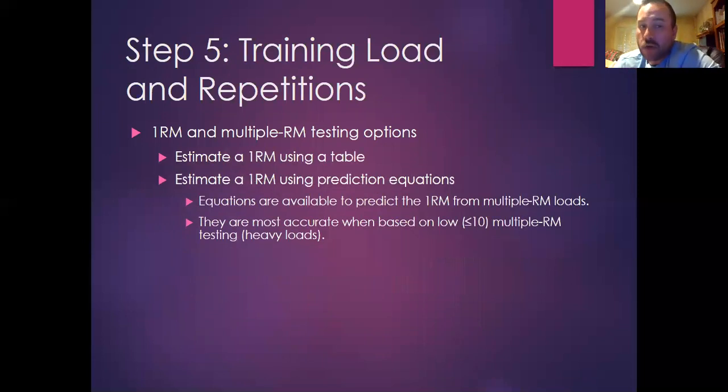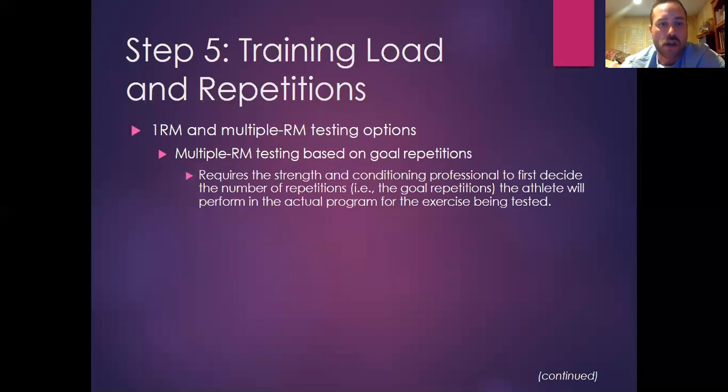You can estimate a 1 RM using a table. You can also look up a 1 RM calculator. How many repetitions did you do? Oh, I did 12. What was the weight you were using? 50 pounds. All right, so your estimated 1 RM is going to be whatever it might be, maybe 75 pounds. Okay, there's multiple ways to figure it out based off of what you have available to you.